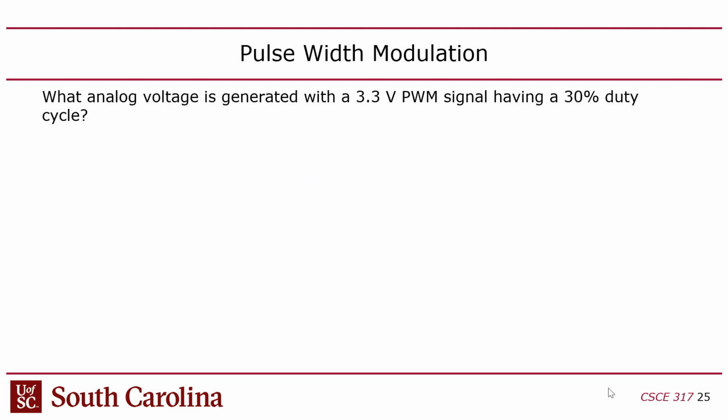Okay. What analog voltage is generated through? Okay, it's a 30% duty cycle. You just multiply 30% times 3.3.